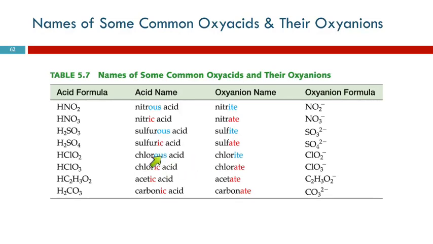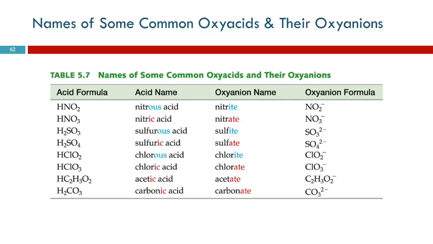Chlorite, chlorous acid, chlorate, chloric acid, acetate. Okay, that's kind of an odd oxyanion. It didn't follow those patterns with the ite and the ate. You just have to memorize that one, and it's the only one of its kind. But you can still follow this pattern with the acids. Acetate, you take off the ate and change it to ic, and that's acetic acid. That is the active ingredient in vinegar that gives it its distinctive smell. Carbonate, carbonic acid. Any questions?